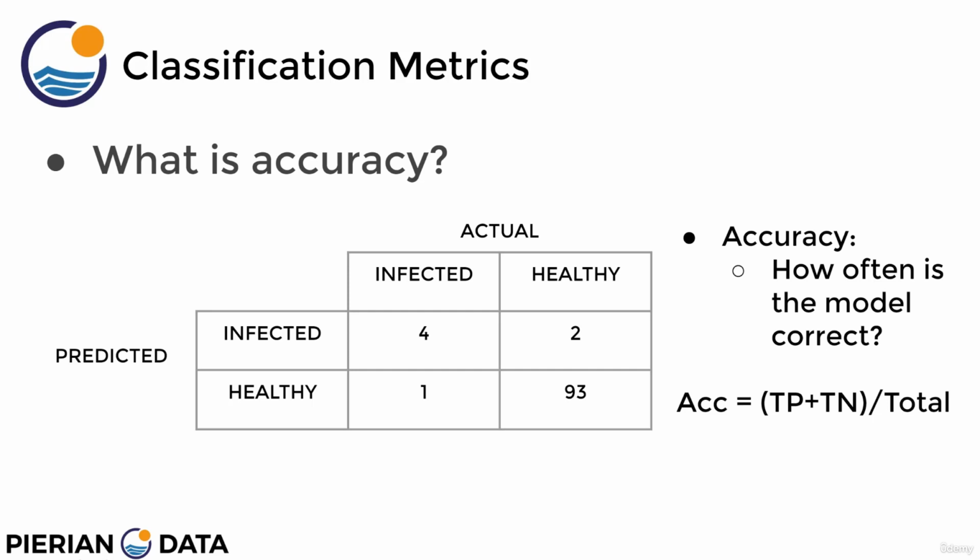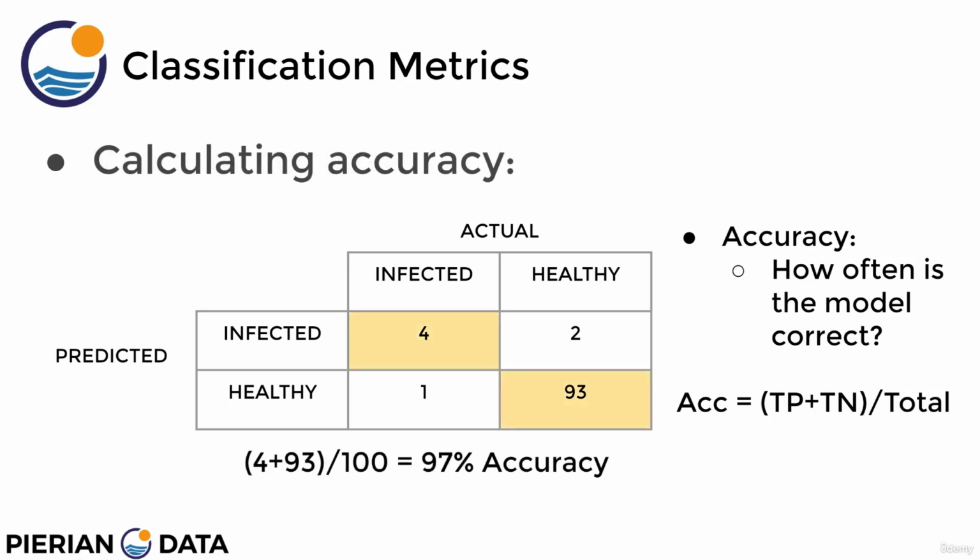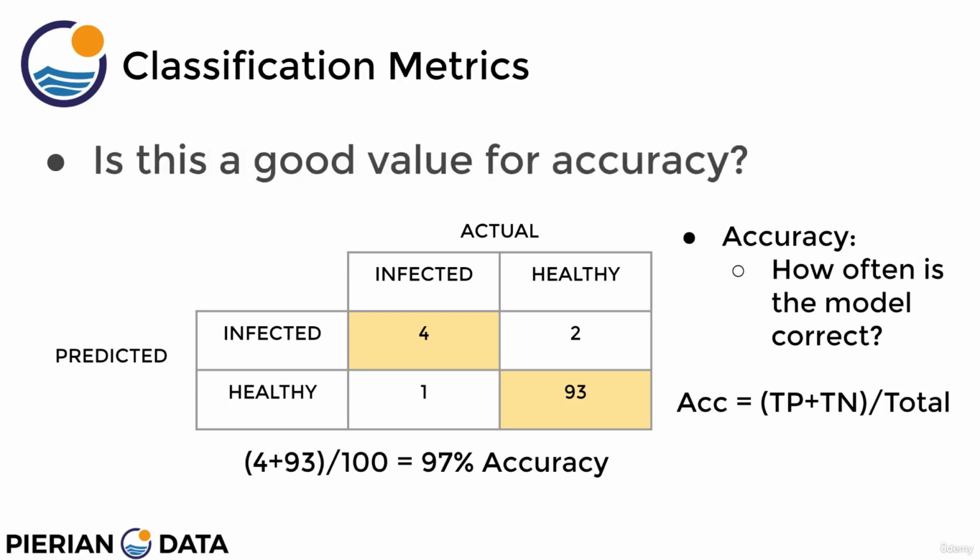Accuracy is essentially answering the question, how often is the model correct? And this is calculated by adding up the number of true positives and true negatives and dividing by the total. Which means I have 4 true positives and 93 true negatives, which essentially means 97 of those people that I tested on, I actually predicted correctly. So this means my test is 97% accurate.